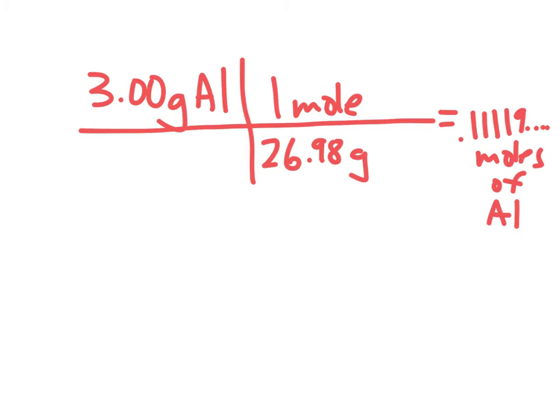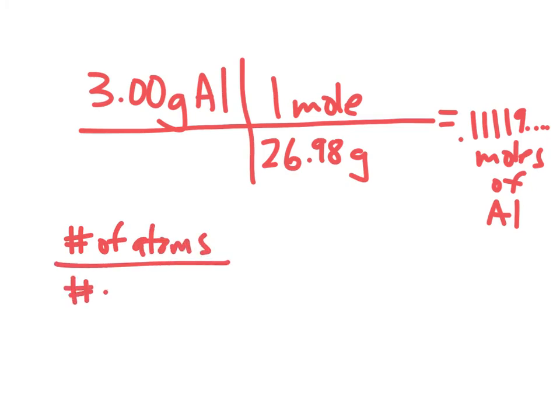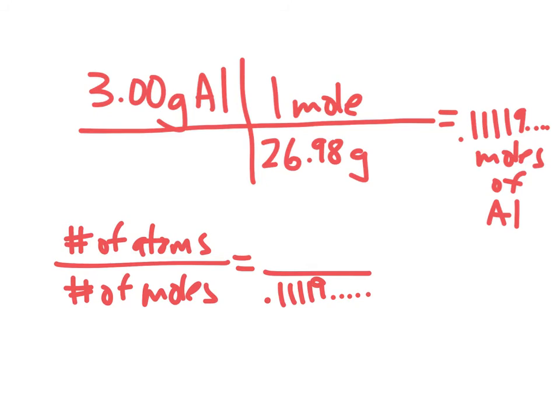So then our experimental Avogadro's number will be the number of aluminum atoms we had divided by the number of moles of aluminum. That should tell us how many atoms are in 1 mole of aluminum. In our case, the number of moles of aluminum was the 0.11119 that we calculated before, and the number of atoms we calculated on that previous slide was 9.07 times 10 to the 22nd aluminum atoms.